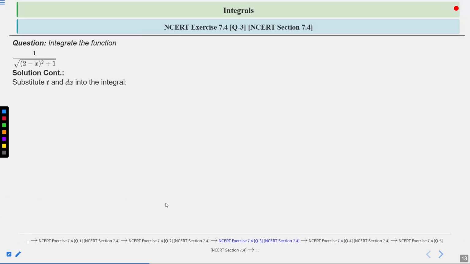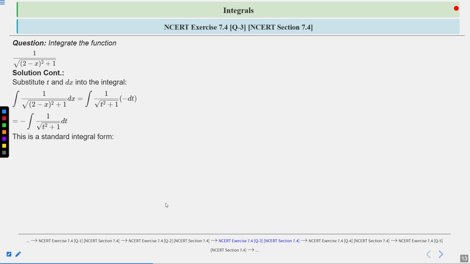Now we substitute t and dx into the integral. So the integral of 1 upon root over (2 minus x) whole square plus 1 dx is equal to the integral of 1 upon root over t square plus 1 into minus dt, which will be equal to minus of the integral of 1 upon root over t square plus 1 dt. This is a standard integral form.